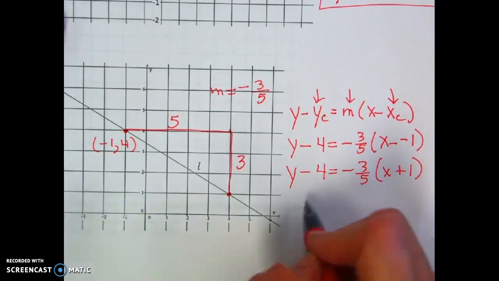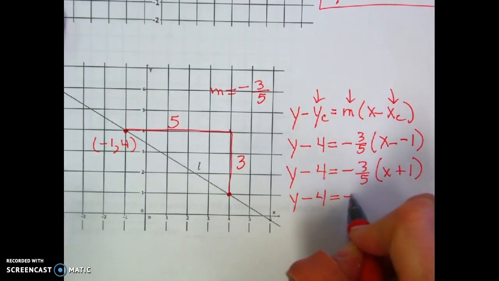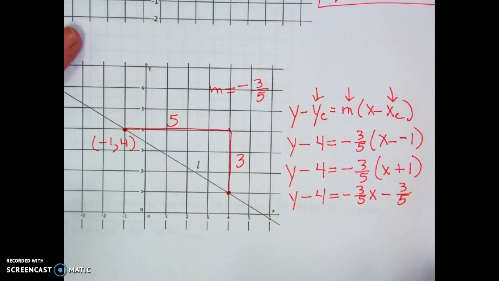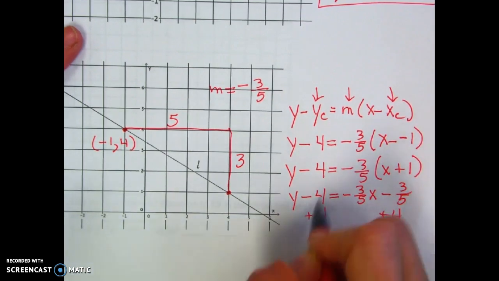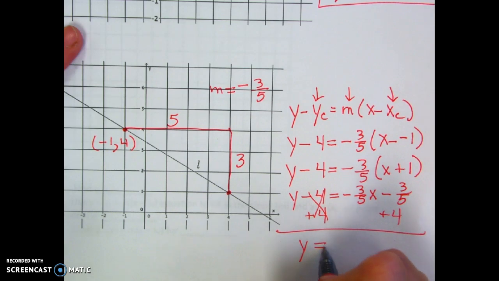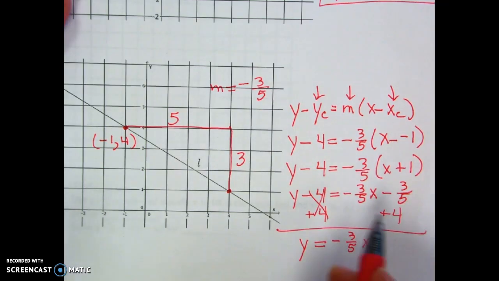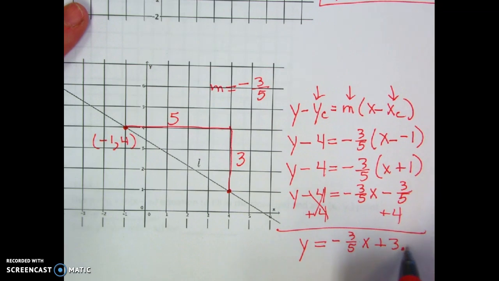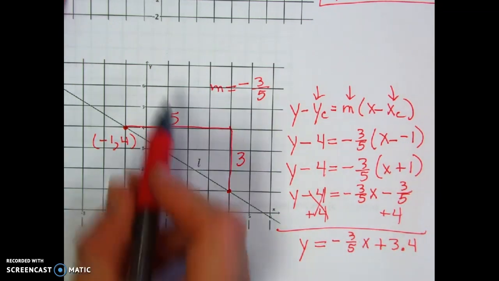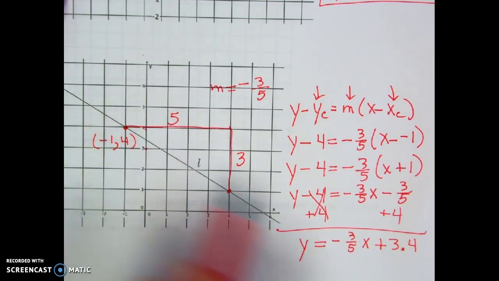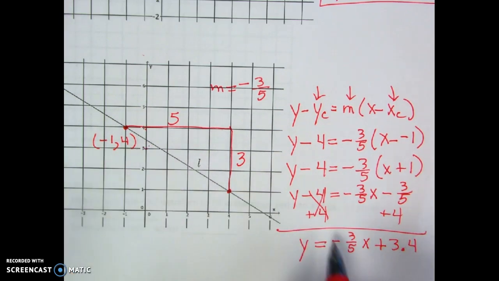All right, now I solve this for y. In order to do that, I will distribute. So negative 3/5 times x, and then negative 3/5 times 1 is just negative 3/5. I need to add my 4 to get y alone. So I have negative 3/5 x, negative 3/5 plus 4. This adds up to positive 3.4. Again, when we go back here to check, this is my y-axis, so my line is crossing between 3 and 4, so 3.4 sounds reasonable, and this would be my equation in slope-intercept form.